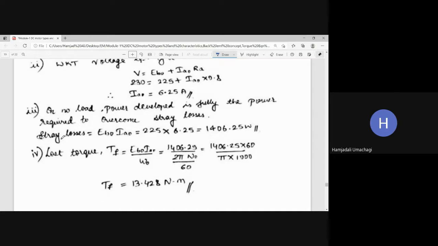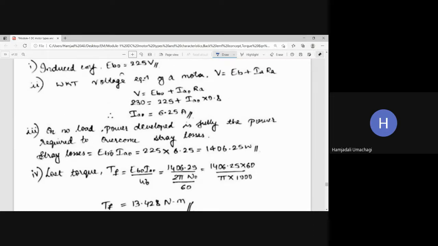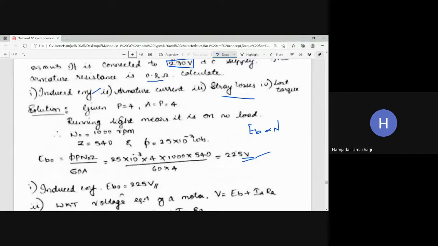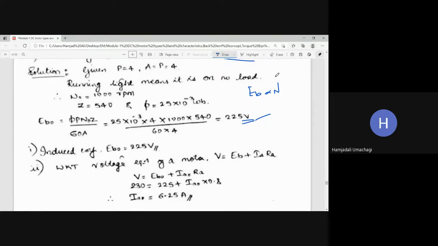So stray loss is nothing but the product of no load voltage, that is no load back EMF, and no load current, that is no load armature current. So the product of EB naught into IA naught will give you the stray loss. EB naught is 225, IA naught is 6.25. So stray loss will be 1406.25 watts. It is very easy to calculate the first two parameters. For the other two parameters, you need to make use of some other formulas.